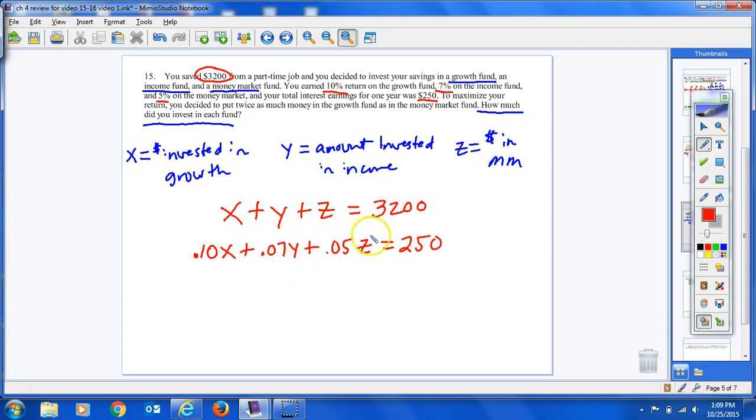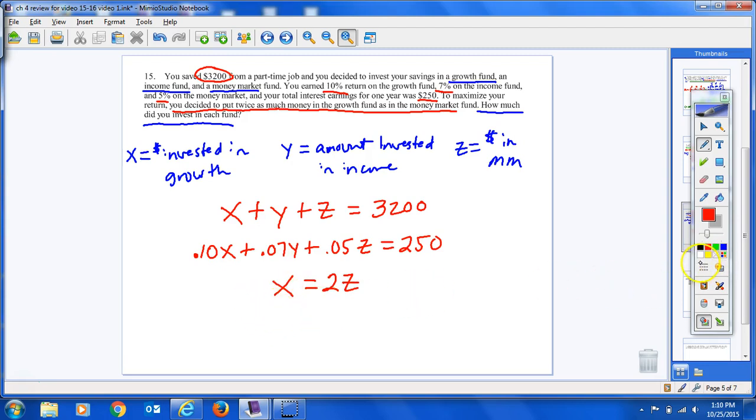Okay. Finally, we are told we decided to put twice as much money in growth as in money market. So another way of saying that is the growth fund should be 2 times the amount that we put in the money market. In other words, if we put $10 in money market, Z is 10, then the growth fund should be 20. And that does match up with what this sentence says. Twice as much in growth as in the money market.